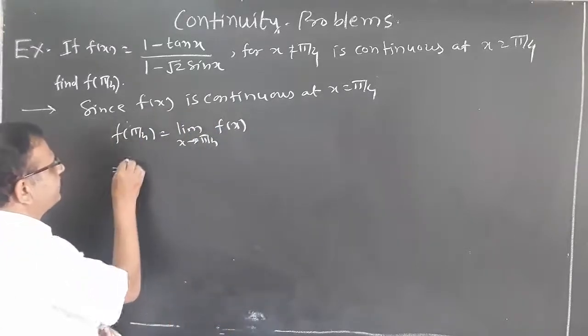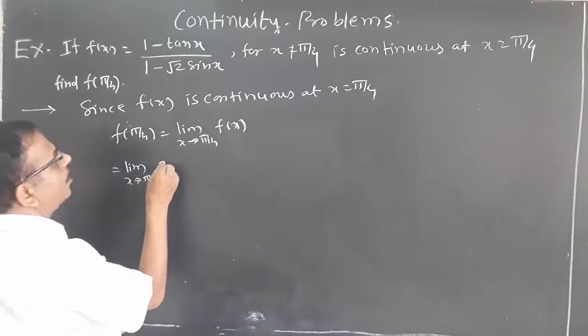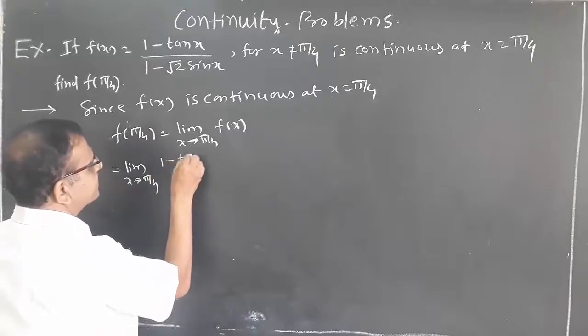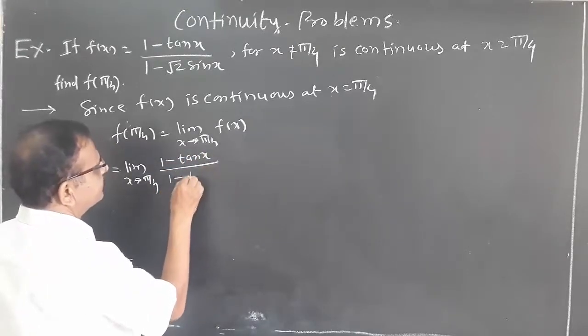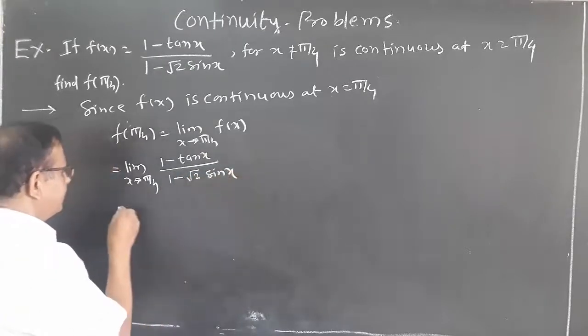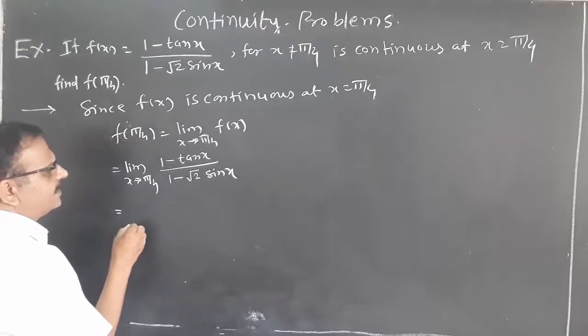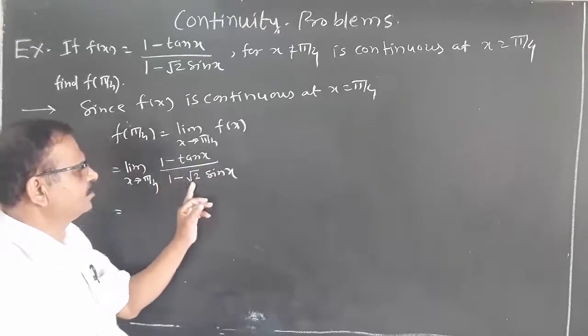This is equal to limit x tends to pi by 4 of 1 minus tan x divided by 1 minus root 2 sin x. Now, what we shall do? We shall multiply and divide this term by 1 plus root 2 sin x.